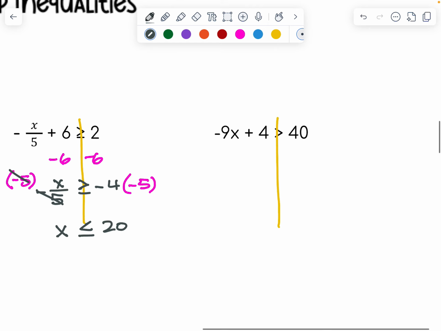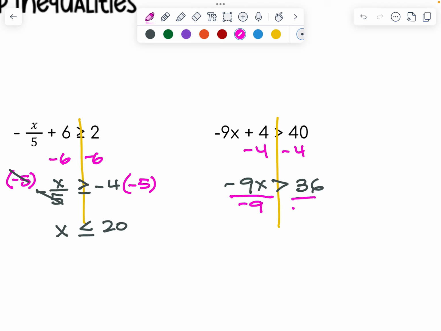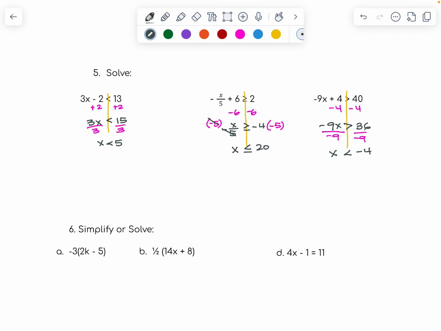Looking good. And the last one, get rid of that 4. Bring down the inequality. Look at that. We're doing negatives every time. Right now, that negative 9 and x are multiplying, so we're going to divide. We just divided by a negative on both sides, so flip the inequality and get negative 4. All right, we are almost done.